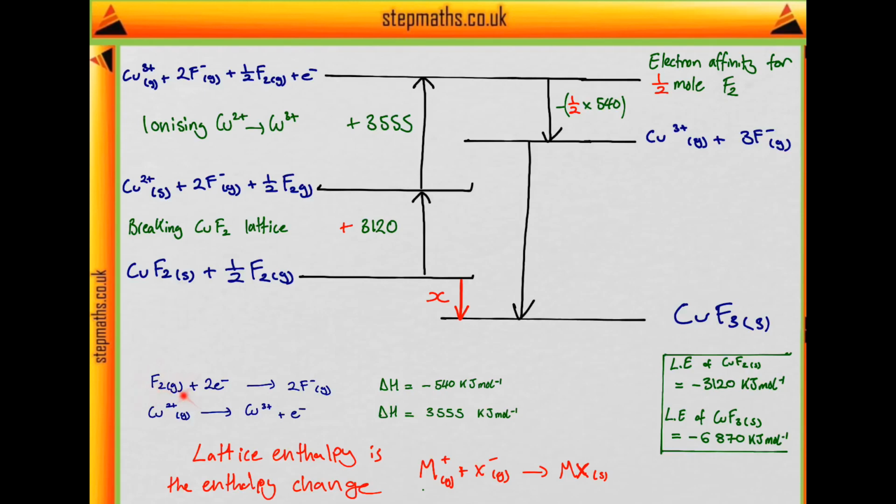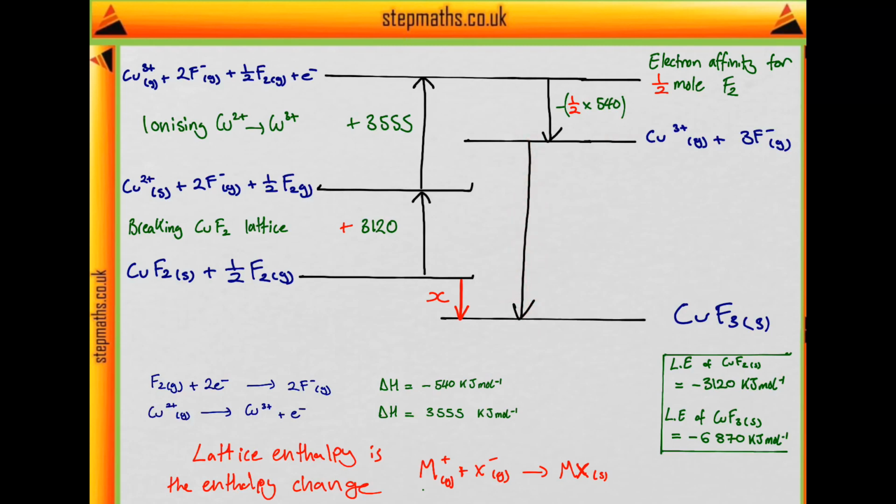Here you're given the electron affinity for 1 mole of F2, but since we have a half F2, we take a half of 540. This is a common mistake students make. They don't see that it's a half and just write minus 540.